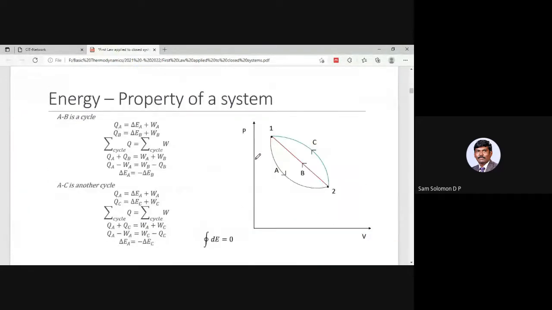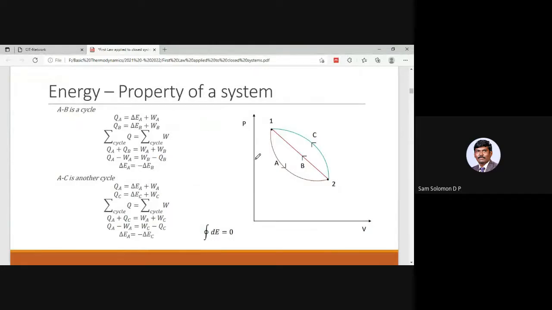Okay, so we stopped with this energy as a property of a system, and I showed you the derivation. And this was equation number 1, where delta EA is equal to minus delta EB. And here we have delta EA equal to minus delta EC. We saw this derivation in the previous class. And because the right hand sides are equal, we can say delta EB is equal to delta EC. So this is what we infer.